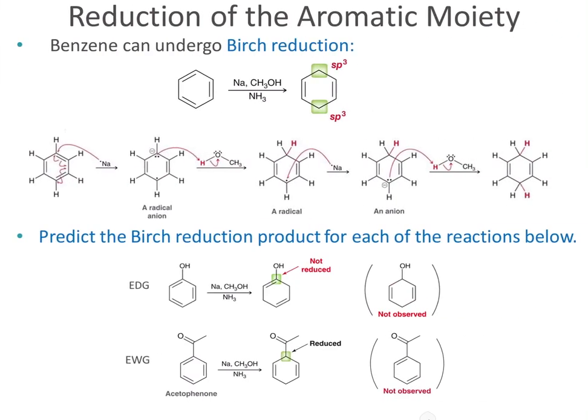Another interesting reduction is what we call the Birch reduction. So this one involves a radical mechanism step. So it requires the use of an alcohol in the presence of sodium to act as a source of electron, and then with liquid ammonia.